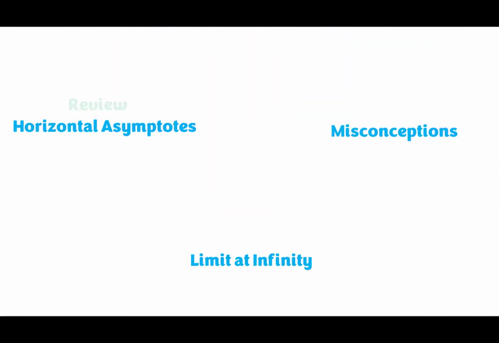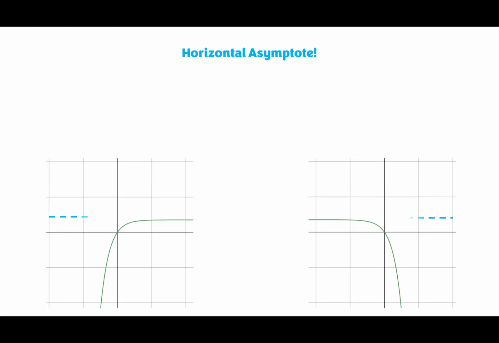All right, we're going to review horizontal asymptotes, remove misconceptions about them, and define the limit at infinity. This is a 2.6 pre-class video. So in pre-calculus, we studied horizontal asymptotes. Here's two graphs that both have a horizontal asymptote. The equation of this horizontal asymptote is y is equal to constant. We'll call that constant capital L.